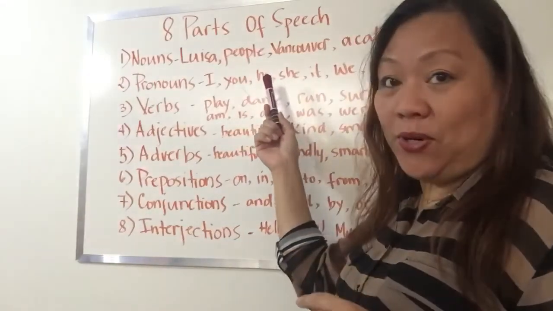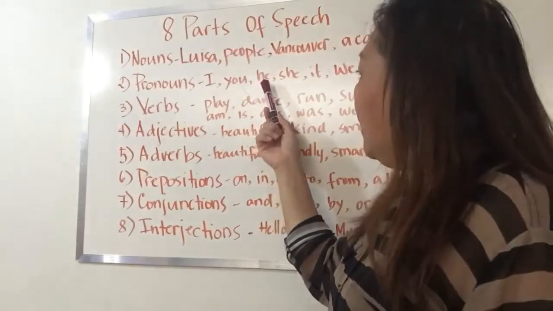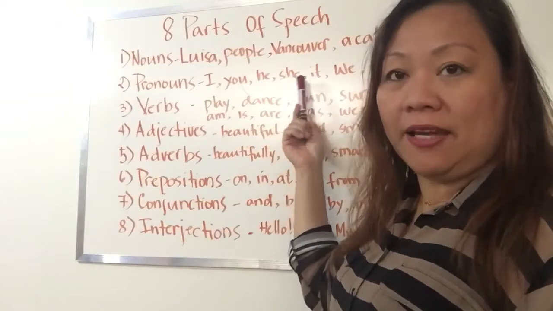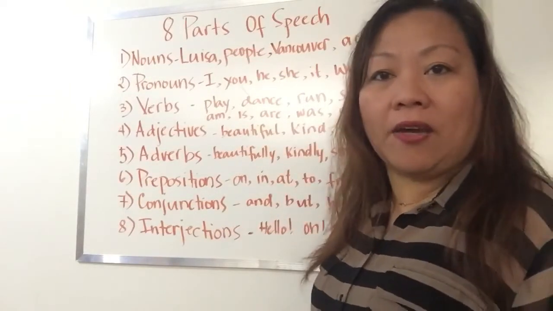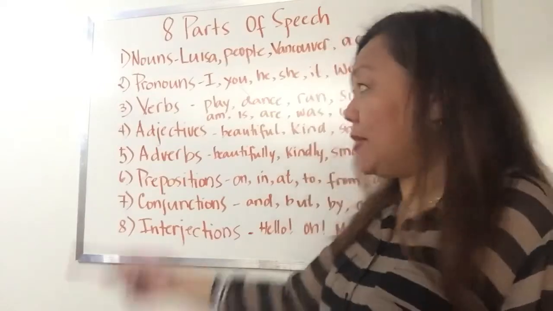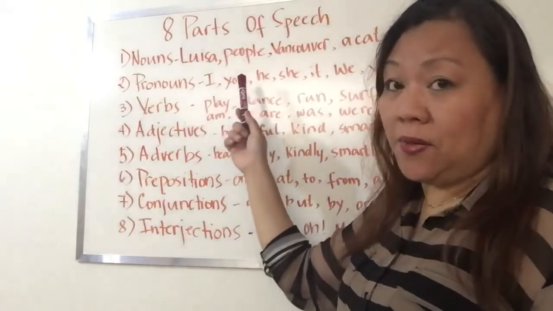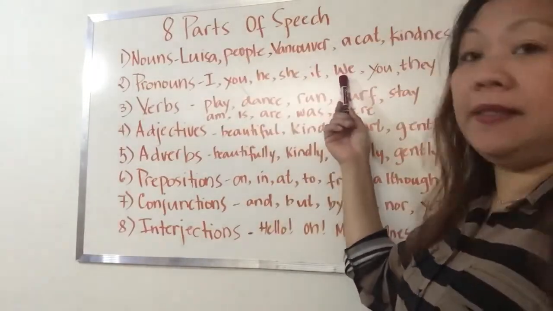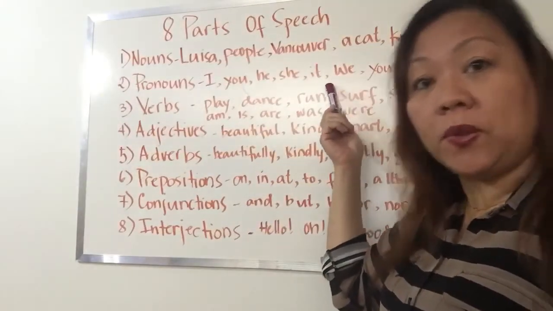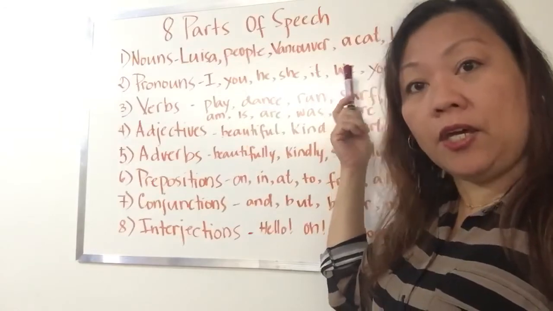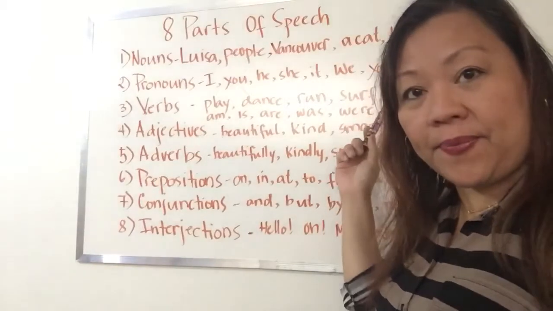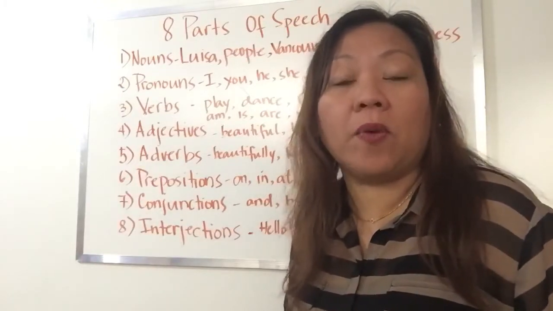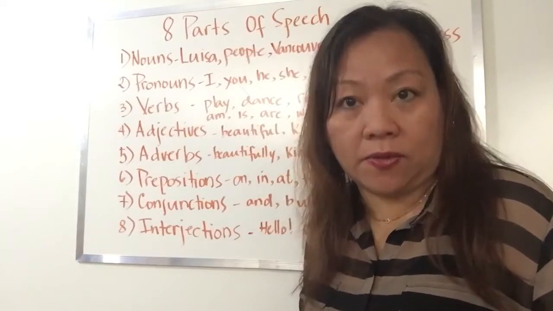And the third person is he for male, she for female, and it for a thing or an animal. And these personal pronouns, of course, are singular forms. And we have also the plural forms like we, you, they. So again, these are personal pronouns, and these are some of the most commonly used pronouns.